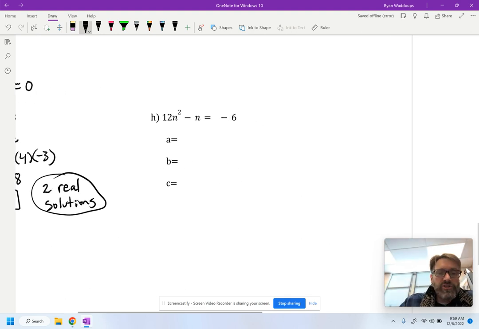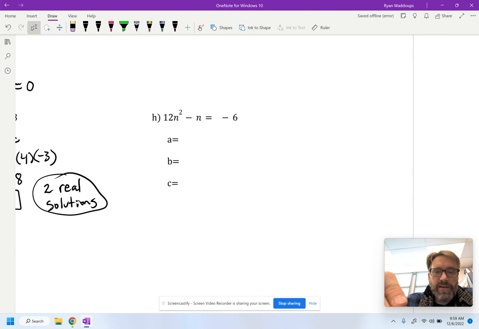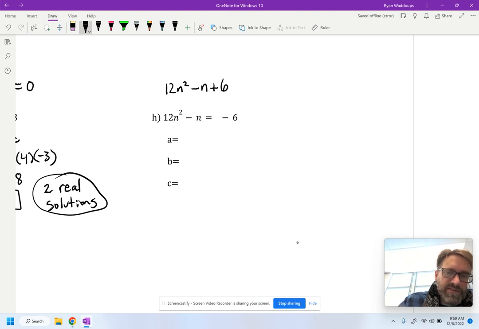All right, H. We got 12n squared minus n equals negative 6. We're going to rewrite this as 12n squared minus n plus 6. Bringing the 6 over to the other side makes it plus. So you have to add it to both sides. And this is equal to 0. So A is 12, B is negative 1, and C is 6.